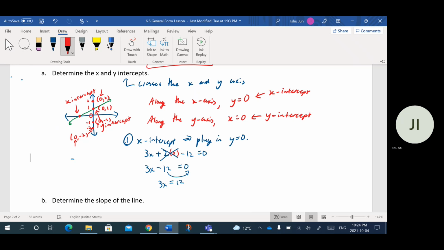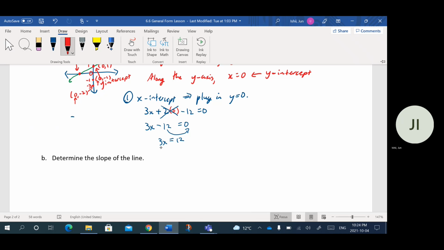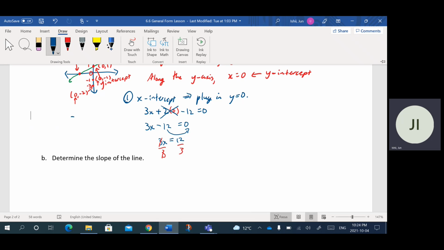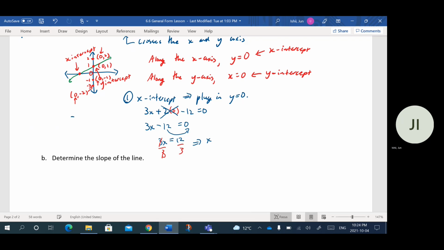And then to solve for x, I'm going to have to divide both sides by 3. All right, so these cancel. And therefore, what that means is that the x-intercept in this case is equal to 4. So for this graph, the line will cross the x-axis at 4.